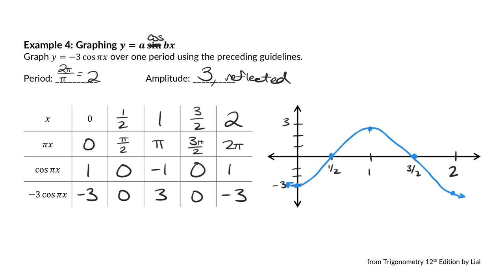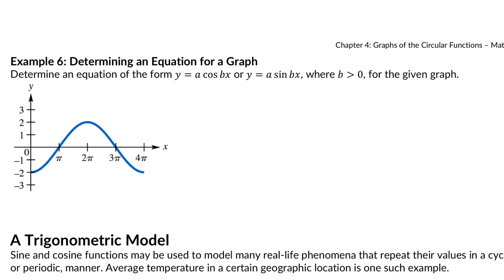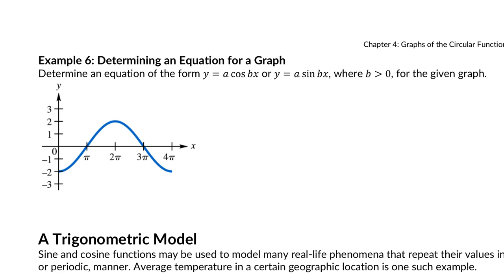We can also give you a graph and ask you to write the equation of it. So you're looking for the period and the amplitude. So if we see here, it says to determine an equation of the form y equals a cosine of bx or y equals a sine of bx, where b is greater than 0 for the given graph. We need to make 3 choices here. While you can write every sine as a cosine and every cosine as a sine, we're only going to answer one here. And I'm going to tell you right now, we would choose to write this form for this problem.